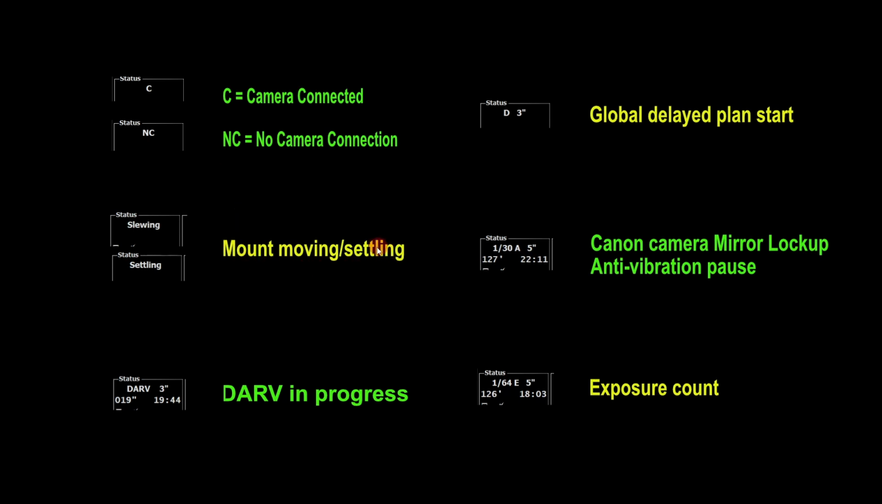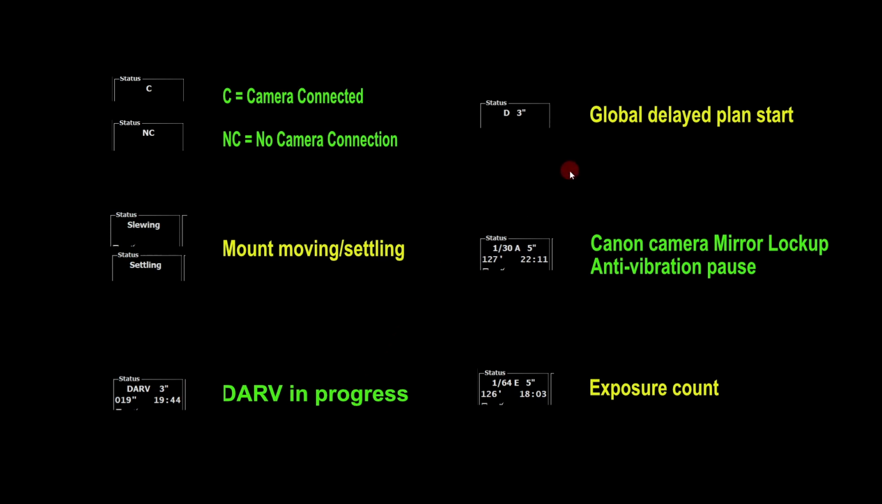If you're moving your mount, it will show you that the mount's slewing, moving or settling, and this can be whether you're running a plan or doing a meridian flip or just moving the mount by itself manually. That will show up in there once a camera is connected. If a camera is not connected, it actually won't show this at all, whether you're moving the mount or not. The next one is if you use DAV to get onto polar alignment, it will tell you that DAV is in progress and how long it's going to take and everything else. So that's what that one is there.